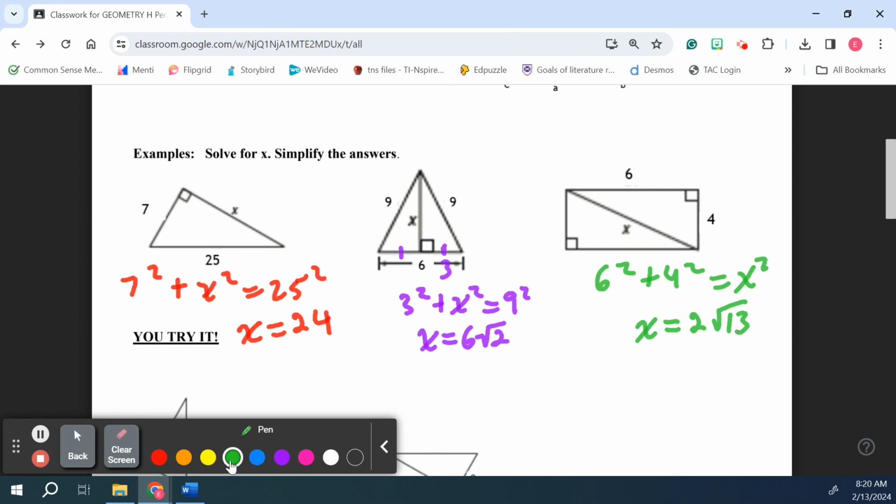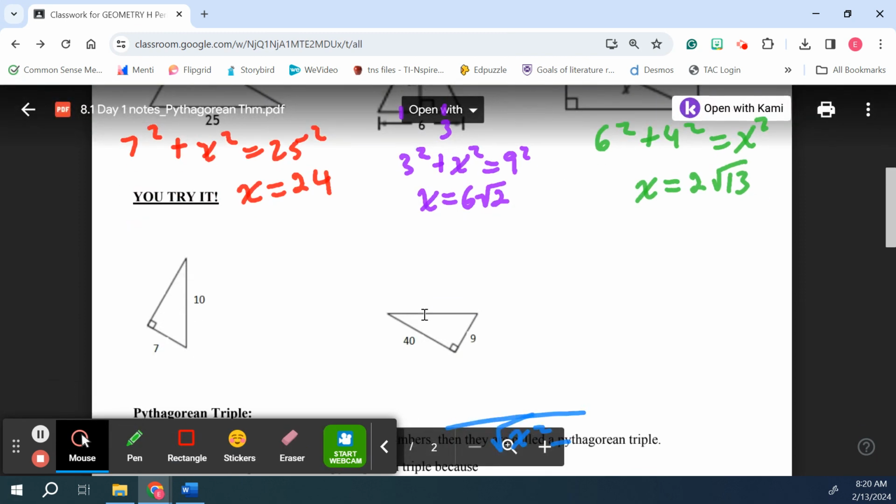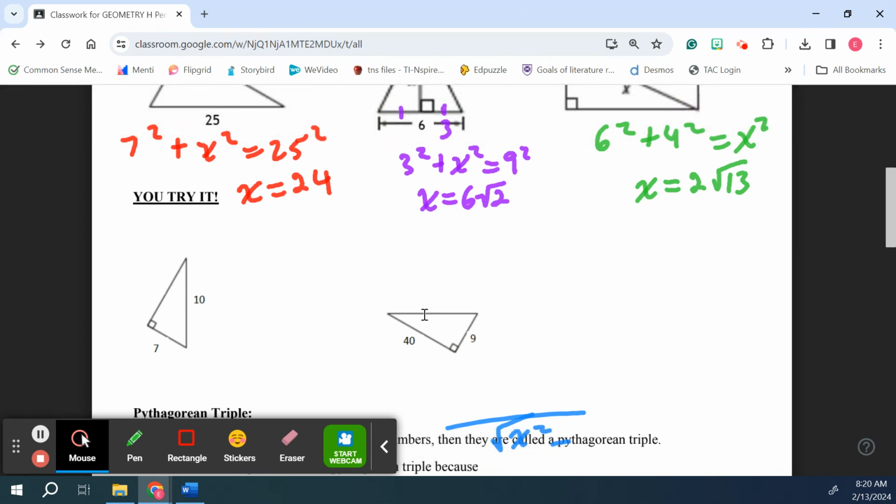All right, complete the you try it. I'm going to set a timer. We will not be answering before the timer is done. Again, simplest radical form. Get comfy with it.